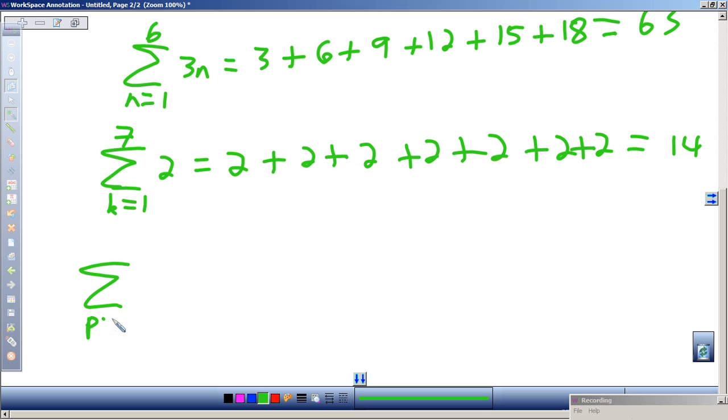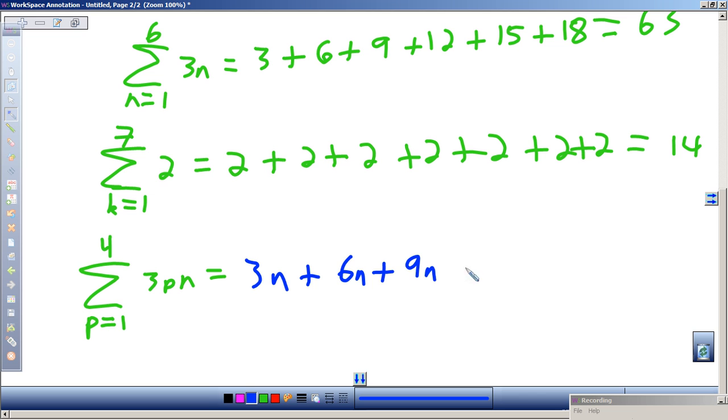Let's say if I go p equals 1 to 4 of 3pn. What am I going to get if I plug in 1? 3n. Because I plug in 1 here, 3 times 1 times n. If I plug in 2, 6n. Plug in 3, and plug in 4. That's 12n. Add them all together, gives me 30n.